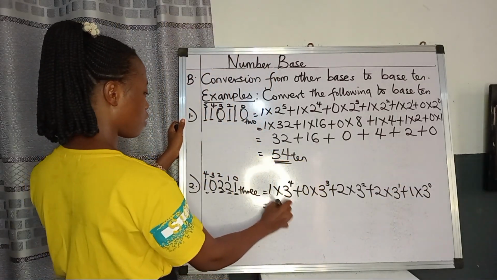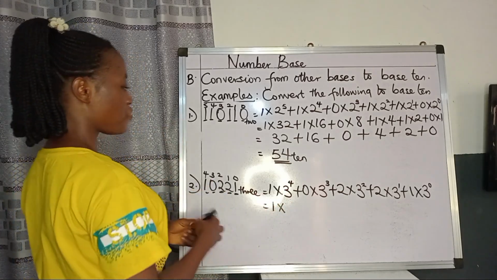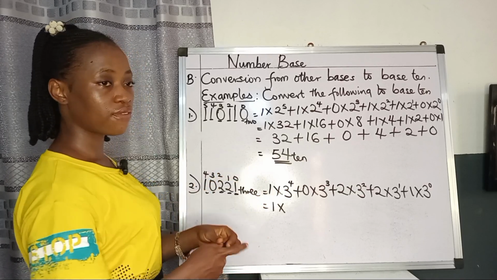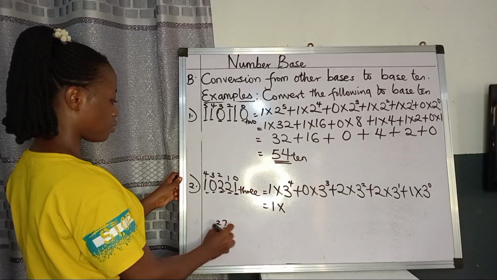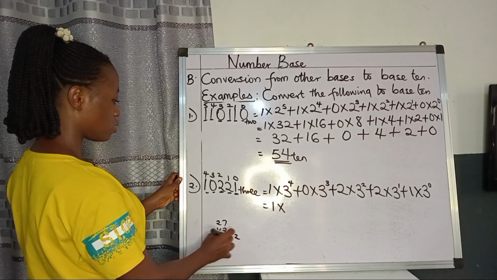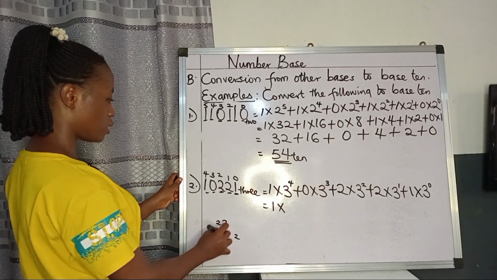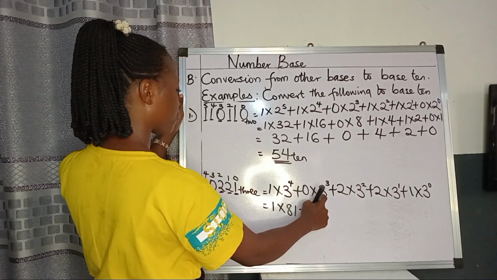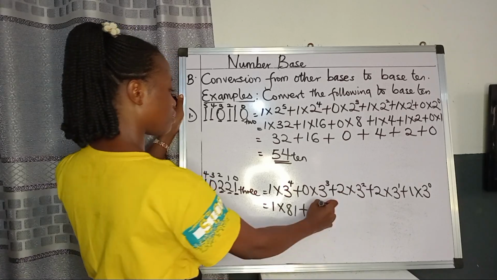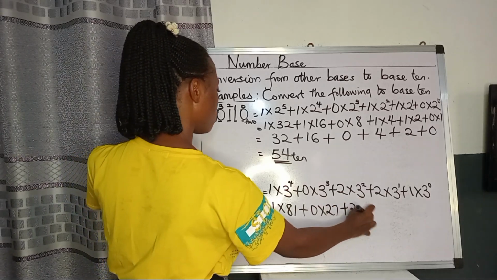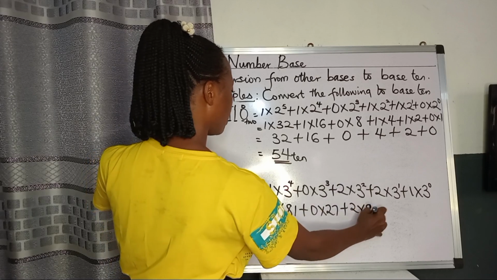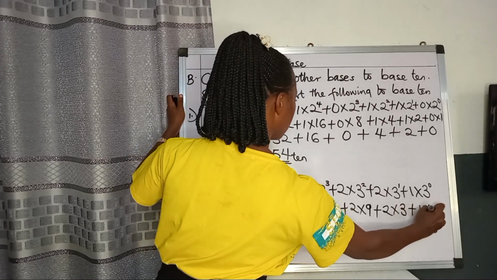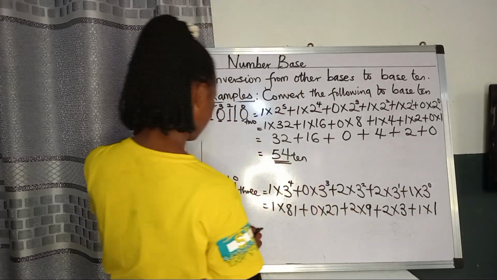So we're going to have 1 times 3 raised to power 4. 3 in 4 places. 3 times 3, 9. 9 times 3, 27. Now 27 times 3. 3 times 7 is 21. 3 times 2, 6, plus 2 is 8. So 3 raised to power 4 is 81, plus 0 times 3 raised to power 3. 3 times 3, 9. 9 times 3 is 27, plus 2 times 3 raised to power 2 is 9. That's 3 times 3, plus 2 times 3 raised to power 1 is 3. Then 1 times 3 raised to the power of 0 is 1.